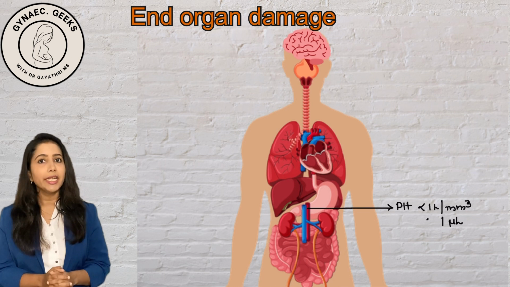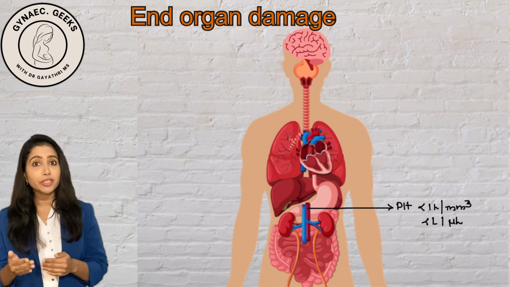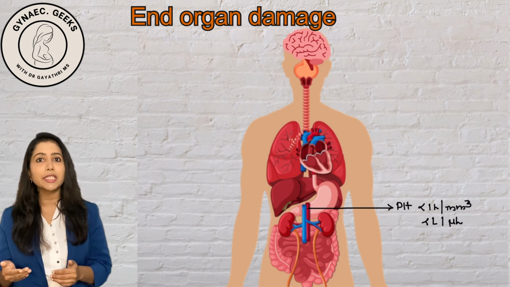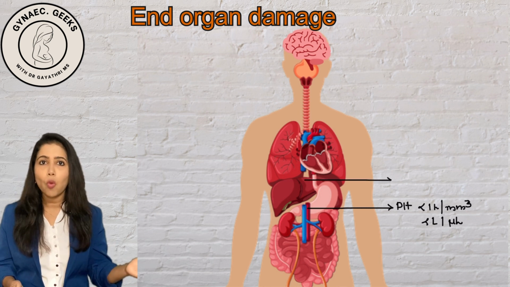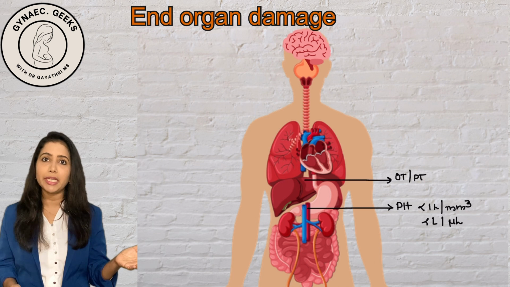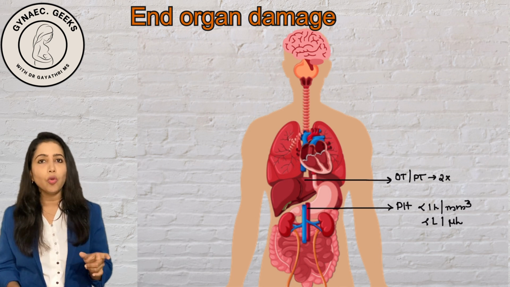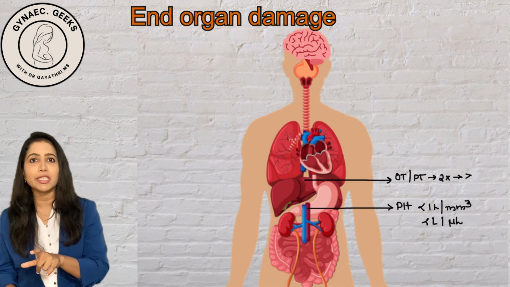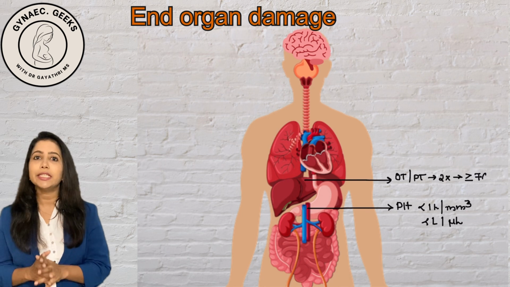Next is regarding the liver function test. The liver function tests are raised, that is, 2 times the normal. What is the normal value in pregnancy of SGOT and SGPT? It is 35. So twice is more than 70. If it is more than 70, it is deranged.